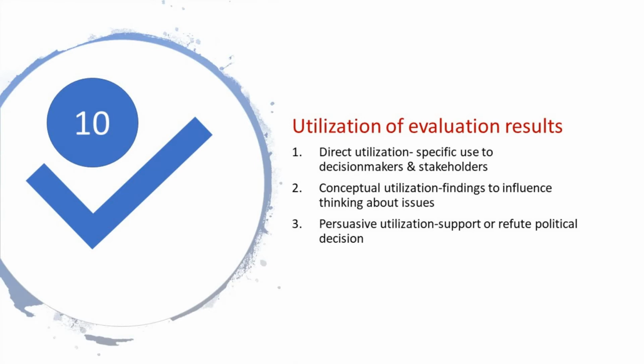Here, there are 3 dimensions in utilization: direct utilization, conceptual utilization, and persuasive utilization. In direct utilization, we discuss specific uses of the findings by decision makers and stakeholders. Under persuasive utilization, we support or refute the potential decision. Under conceptual utilization, we influence thinking about issues related to the evaluand.